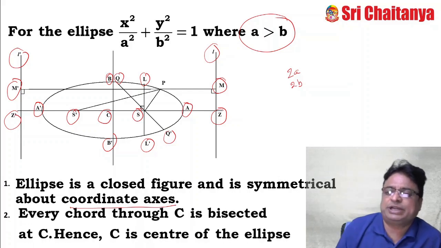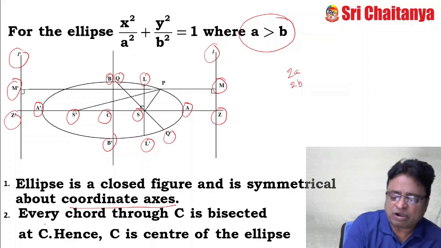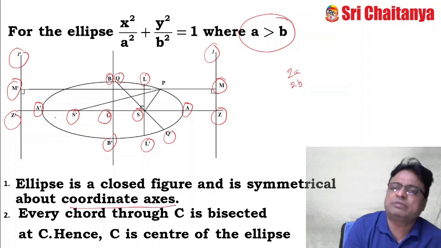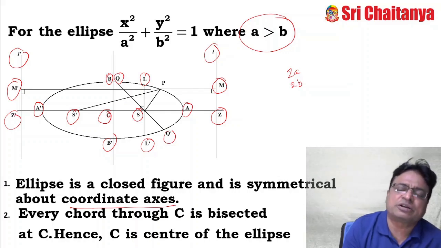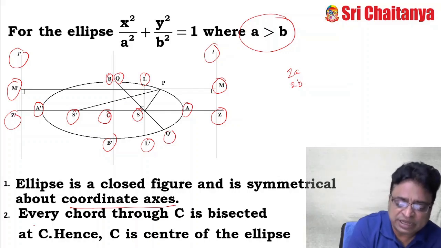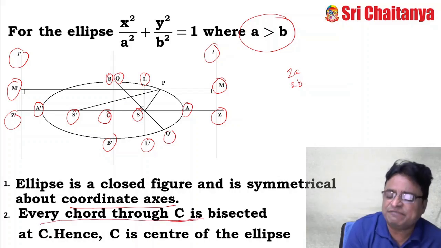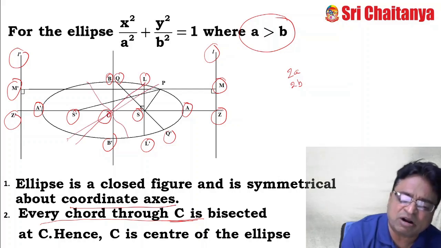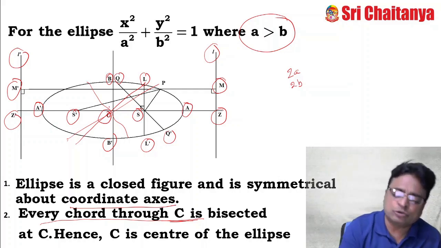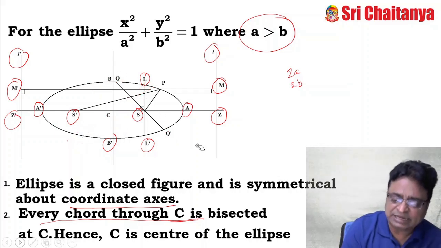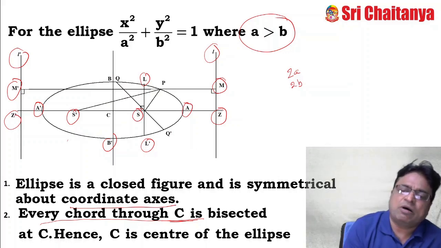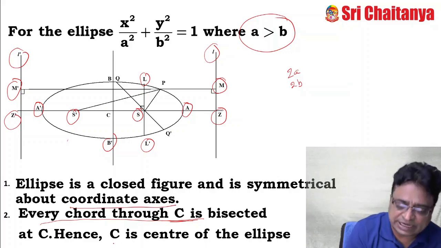Now see my friend, this is the second point. Here, every chord through C. If you have joined any two points on the ellipse, that is called a chord of the ellipse. But here what I am saying is, every chord through C, that means you draw any chord through C. You may draw infinitely many chords through C. That C bisects all the chords.